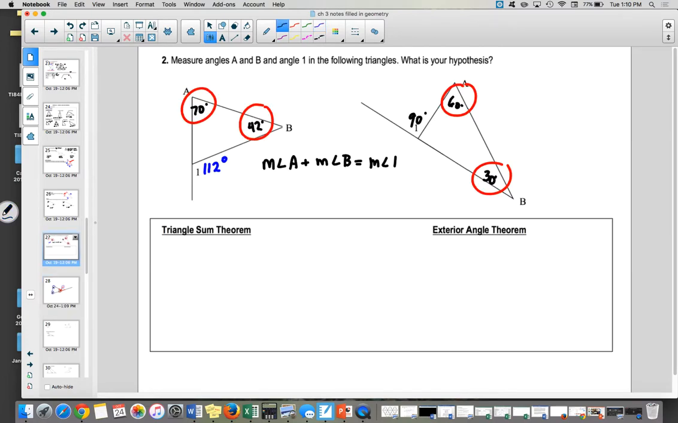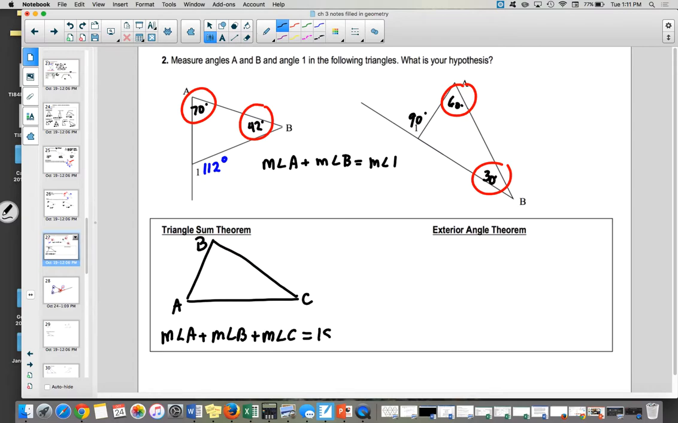So we have two theorems that we're learning. The first one is called the Triangle Sum Theorem. And that says if we have a triangle with angles A, B, and C, the measure of angle A added to the measure of angle B added to the measure of angle C equals 180.